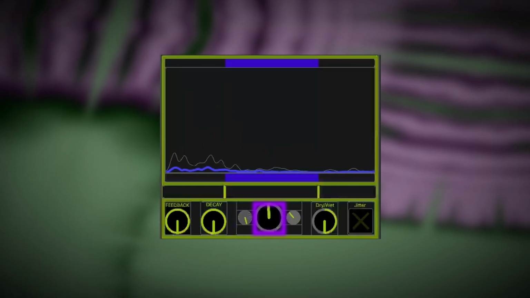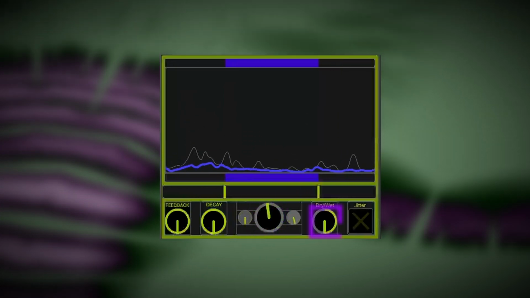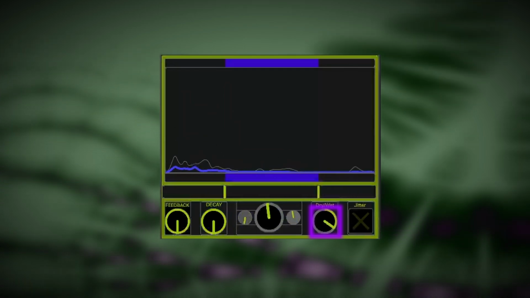An inverse Shepard tone is achieved by dipping into the negative. There's also a dry-wet parameter to morph between the original and processed audio signals.